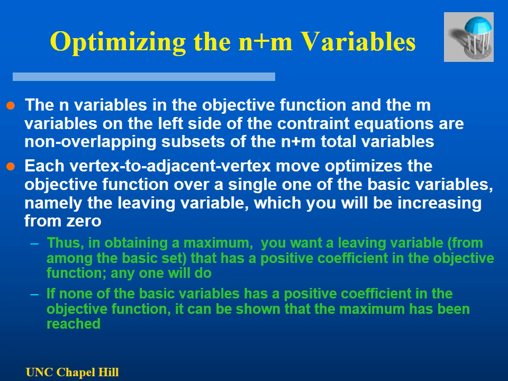Remember that at any stage we have n variables in the objective function. These are the basic variables. And m completely different variables form a non-overlapping subset with the set of basic variables. And we've said that each vertex to adjacent vertex move optimizes the objective function over a single one of the basic variables. And remember, it's moving from 0 to something positive.